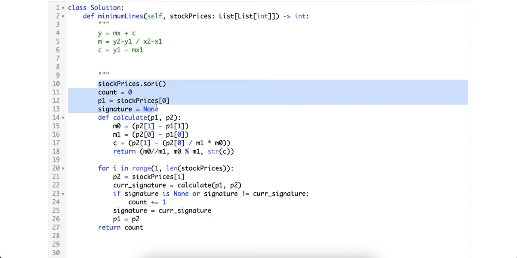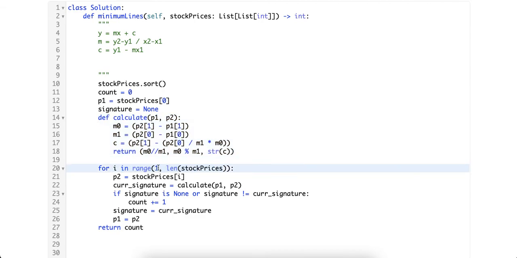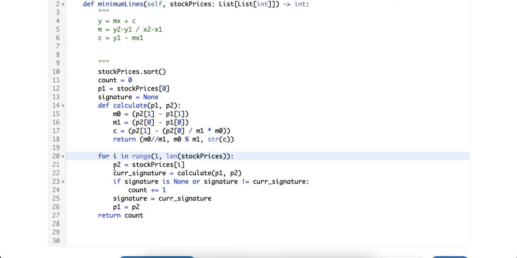Basically, that's about initializing it and then preparing the way to extract the M and the C of the line formula. Then we explore the data points from index number 1, which is the second data point, to the top. For each of them we consider it as the second point, P2. And then the current signature, we calculate it using this function between the two points.